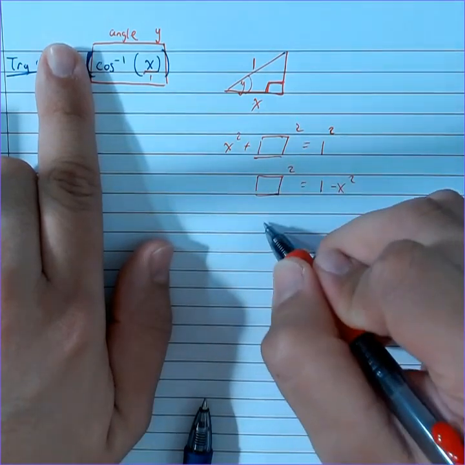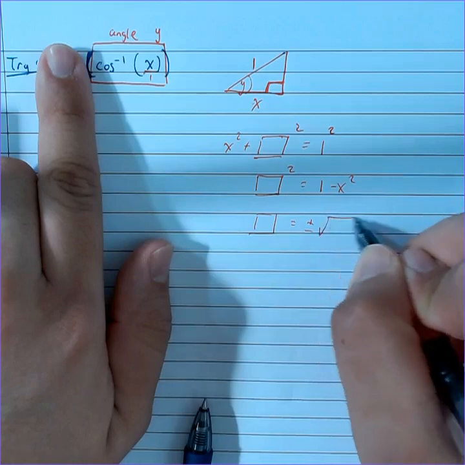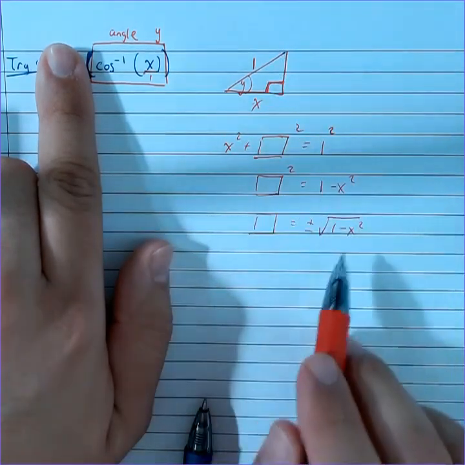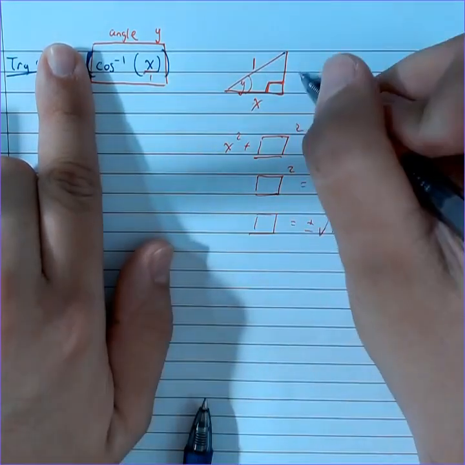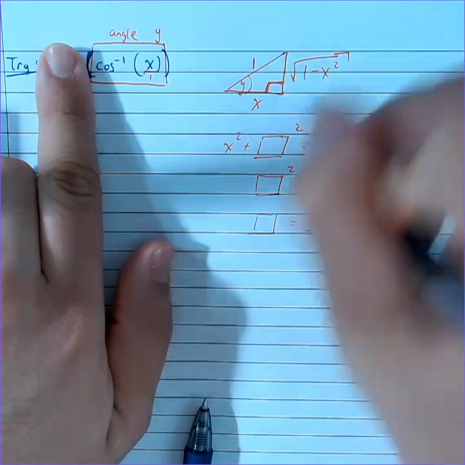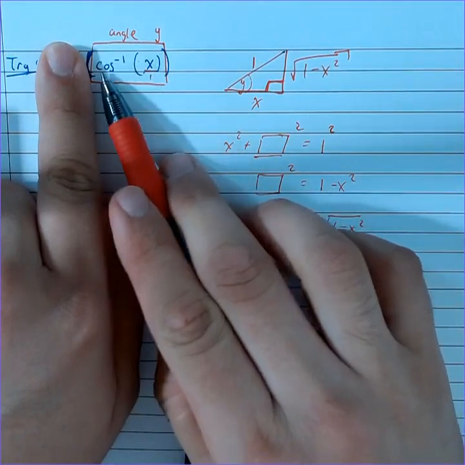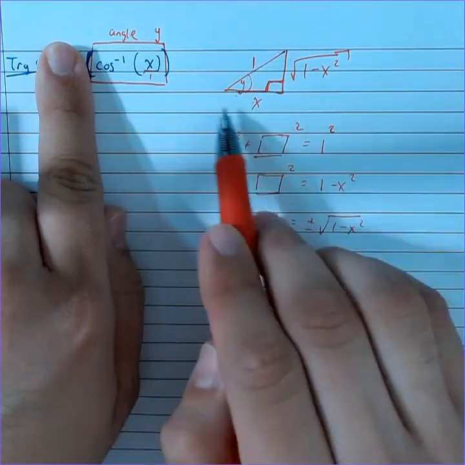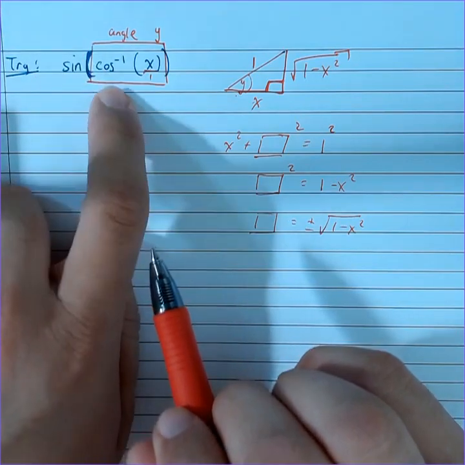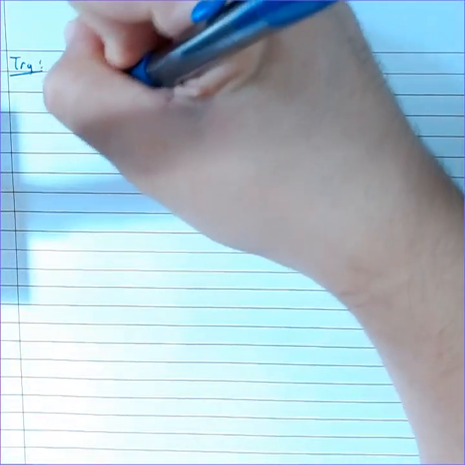Okay, so if I take the square root of both sides, that blank that I'm looking for is plus or minus the square root of 1 minus x squared. Now, of course, that's the length of a triangle. It can't be negative. Okay, so that must be positive. So square root of 1 minus x squared, just like that. And so the angle inverse cosine of x is that angle there inside of that triangle. So now if I want to find the sine of the inverse cosine of x, that's really just saying I want the sine of the angle y.